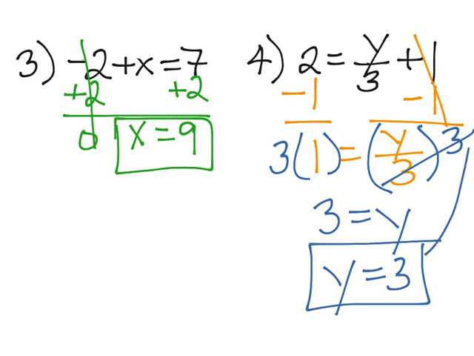Again, we plug it back in up at the top. 3 divided by 3 is 1. 1 plus 1 is 2. So that checks out.